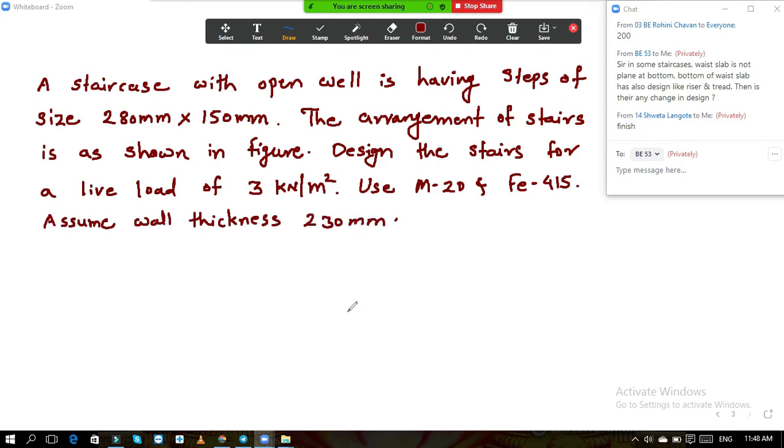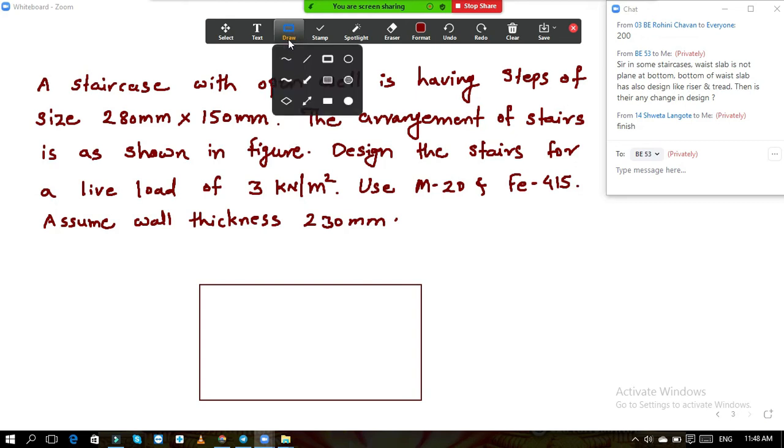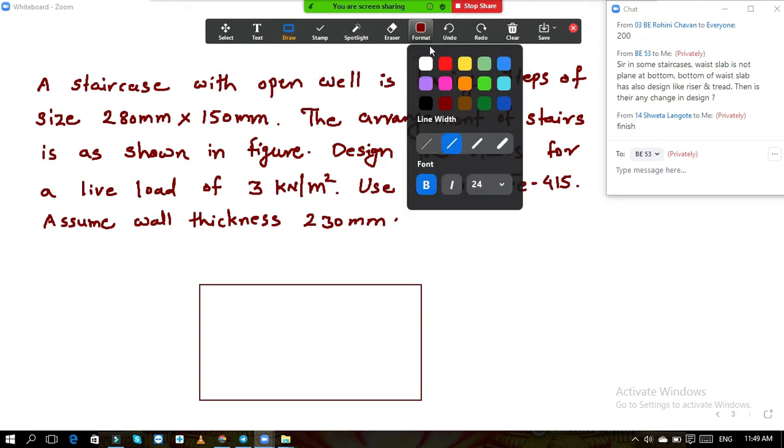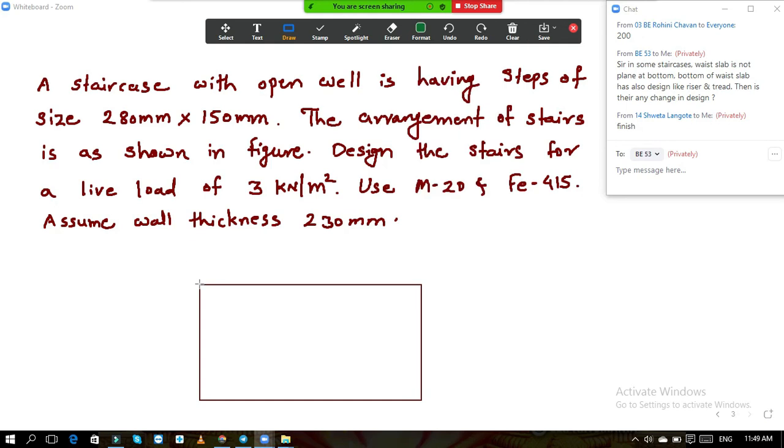and assume the width of beam is also 230 mm. So it doesn't matter. Now this is the given problem. Now they have given us the diagram, so I will draw the diagram fast. Here the stair block is like this, and then the wall is provided around it. Again I will provide that wall as in the given diagram. It is the continuous wall.